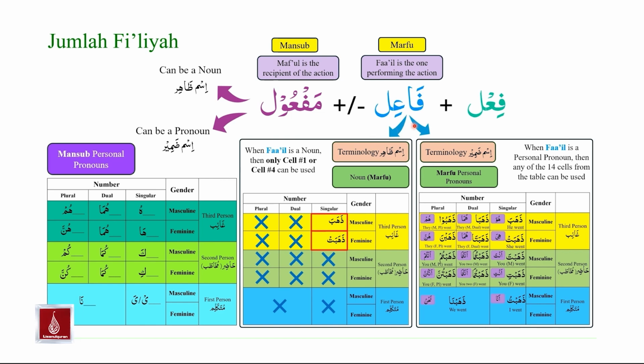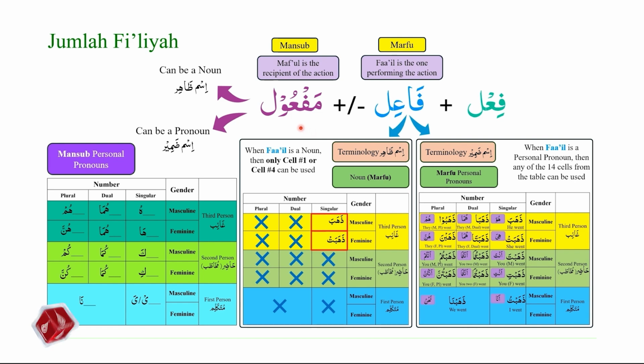The marfu personal pronouns that we can use for Fa'il are huwa, huma, hum, hiya, huma, hunna, anta, antuma, antum, anti, antuma, antunna, ana, nahnu.